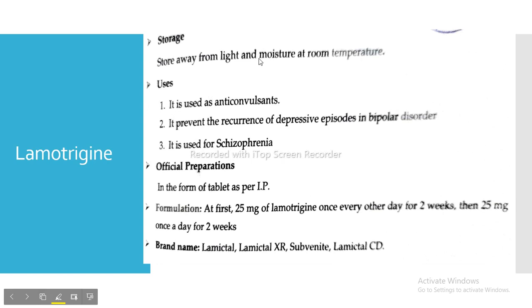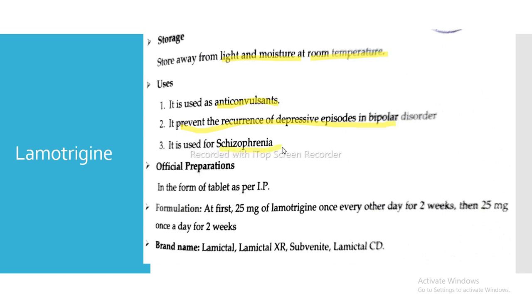Next is the storage condition. So it should be stored away from light and moisture at room temperature. Whatever the room temperature is, store at that. It is used to treat epilepsy, and it is used as an anticonvulsant drug. Next, it prevents the recurrence of depressive episodes in bipolar disorder. It is used to treat this recurring disorder.